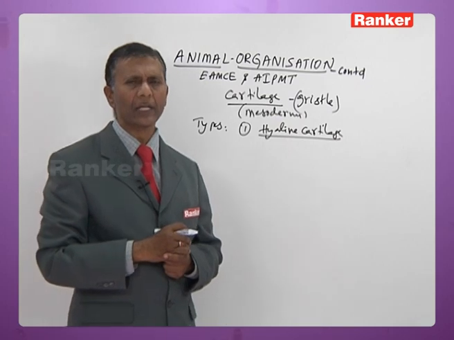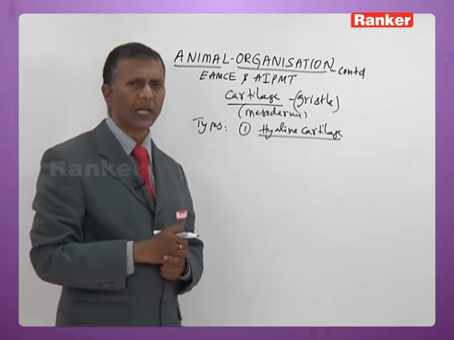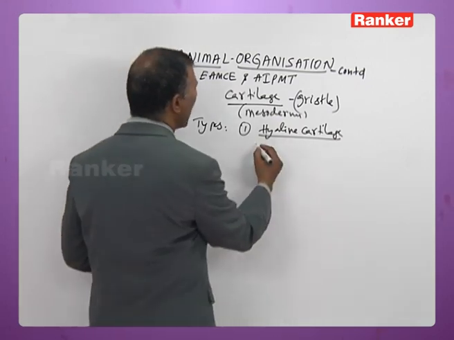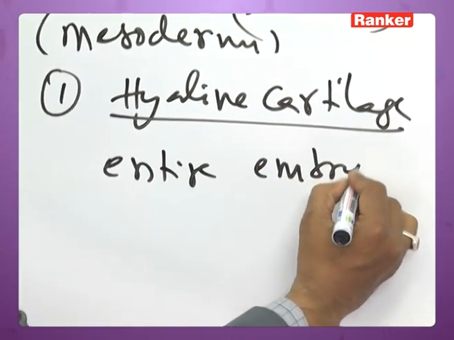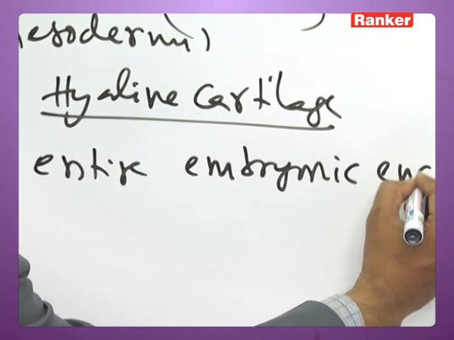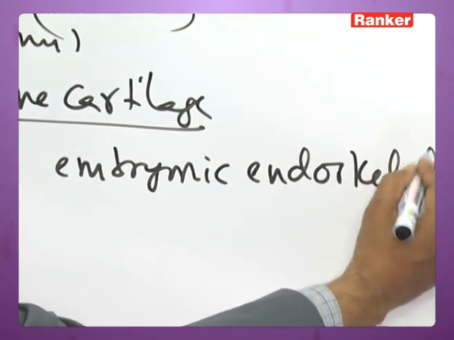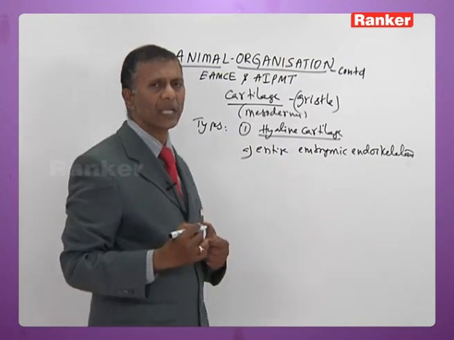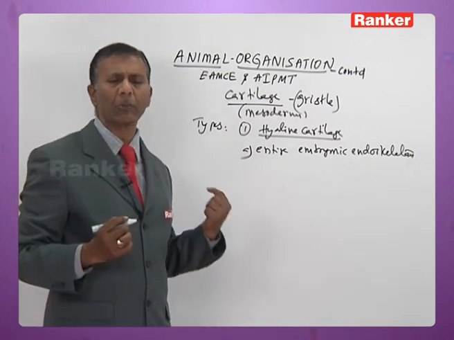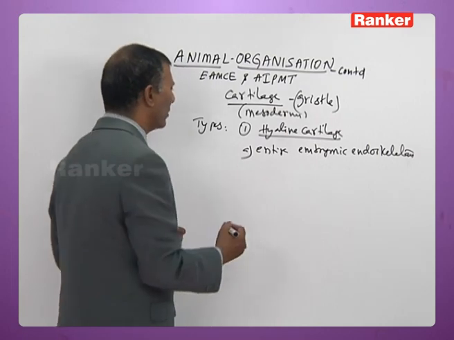Now hyaline cartilage is present in most of the body parts, like the entire embryonic endoskeleton. The entire embryonic endoskeleton is made up of hyaline cartilage. In the fetal stage, most of the cartilages in the human body are hyaline cartilage.